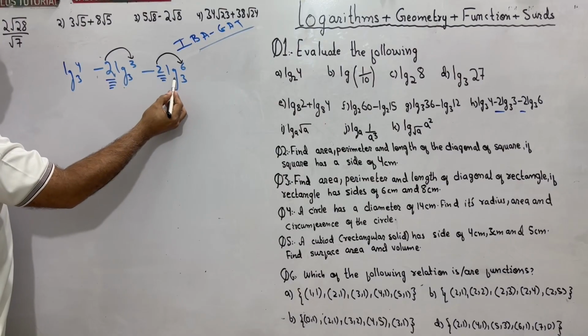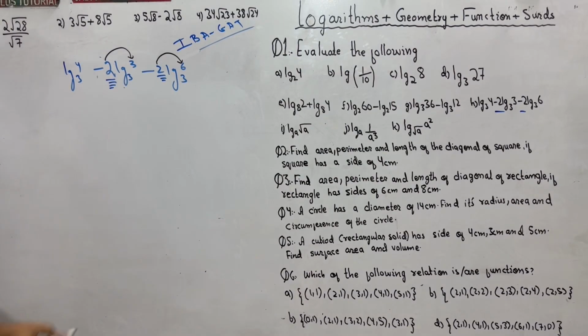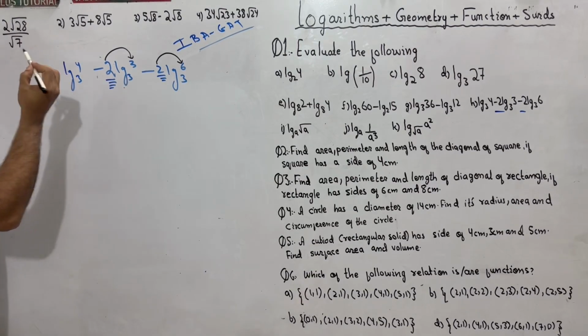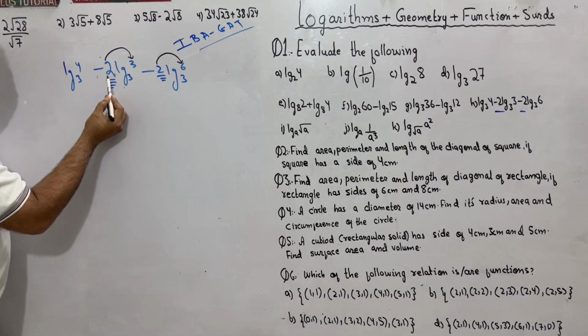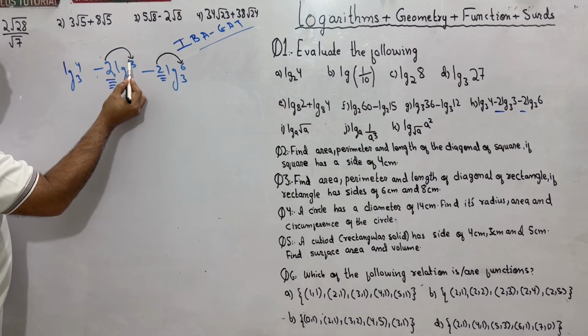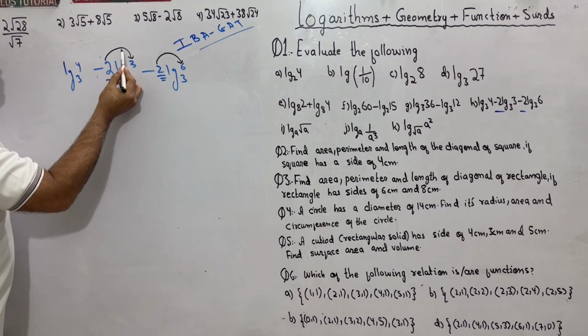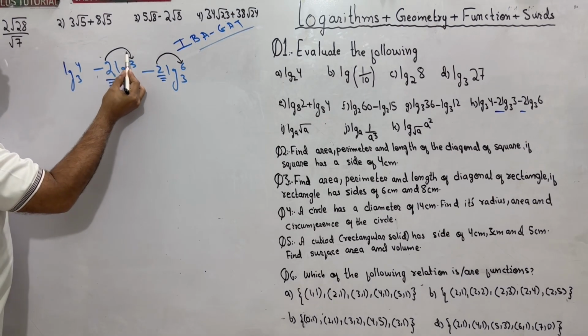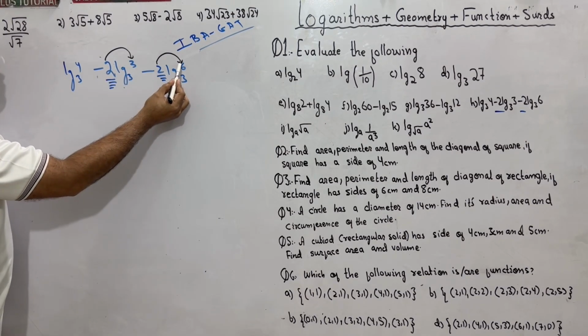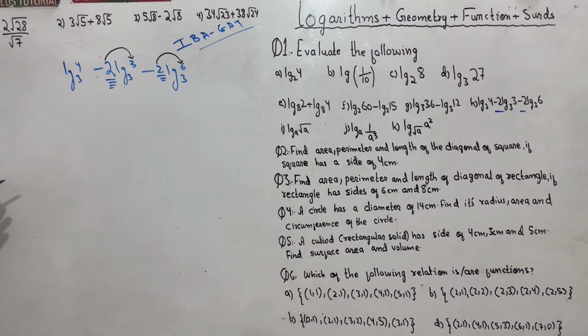It will become log 6 square to the base 3. It is log 3 square to the base 3. This coefficient can be converted to power, this coefficient can be raised to power and vice versa. Both ways it is applicable.